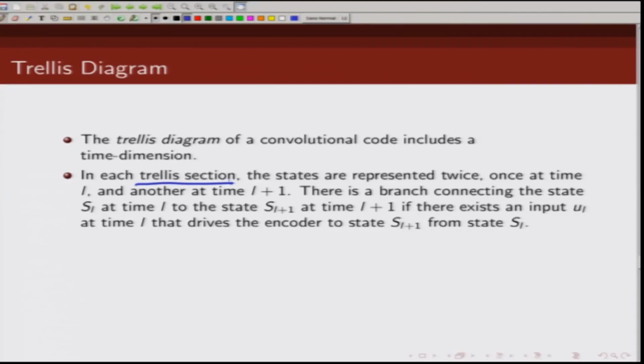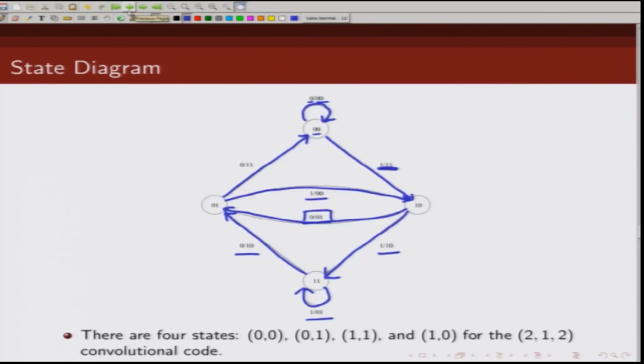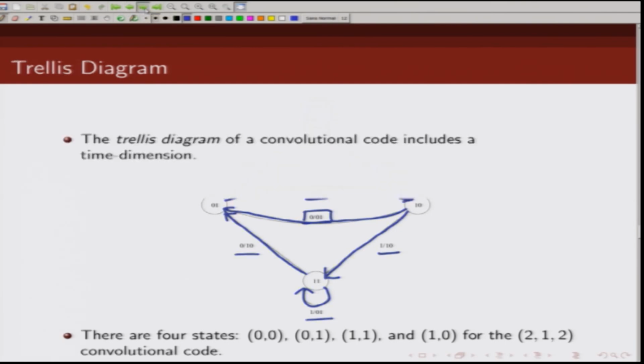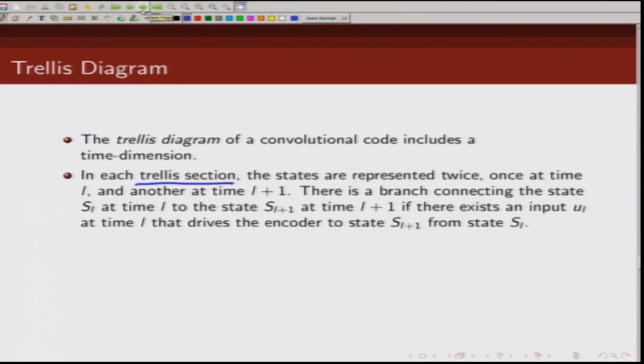In a trellis section we represent each state twice. How do we represent each state? Let us take this example. Here we have 4 states, right. If I have to draw a trellis section corresponding to this encoder, how will I do it? What I am going to do is, I am going to write all these 4 states here, and I will write all those 4 states here.